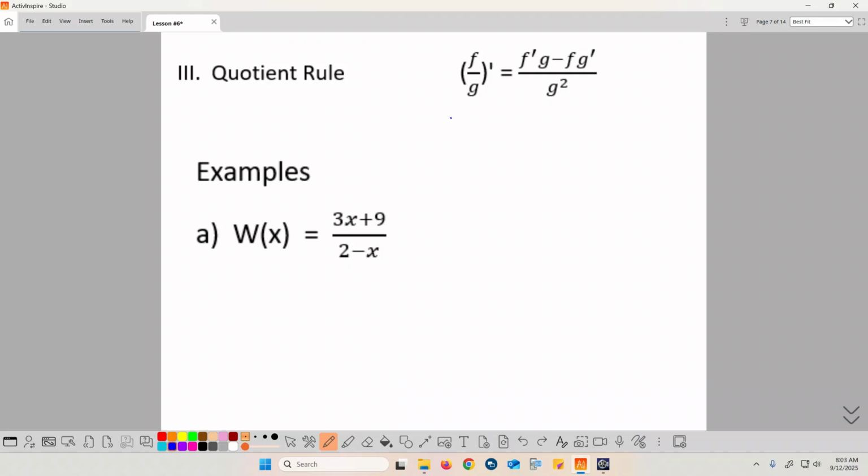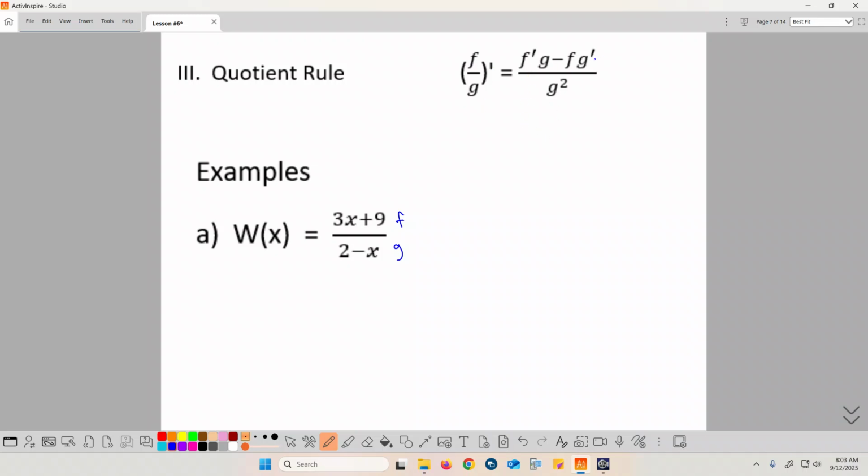Hey everyone, this video is on the quotient rule of derivatives. The way the quotient rule works is anytime you have maybe a rational function, or just a function that ultimately is a quotient, we basically have something on the top, let's call that f, and something on the bottom, let's call that g. And we just want to derive using what we call the quotient rule.